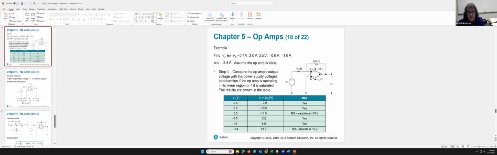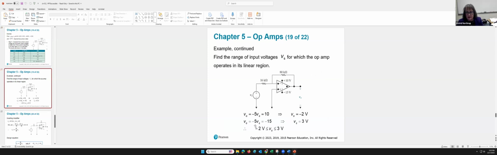All right, so now that we've got that information, we find the range of input voltages V sub S for which the op amp operates in the linear region. Well, we can go back here and take a look at our V sub S. Here we saturate at 2. V sub S at 2 saturates at -10. Then on the other side, we're going to saturate at -15. So we have to check those two values right here.